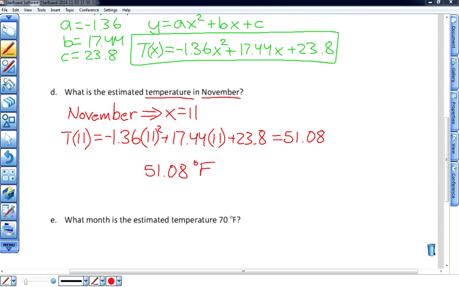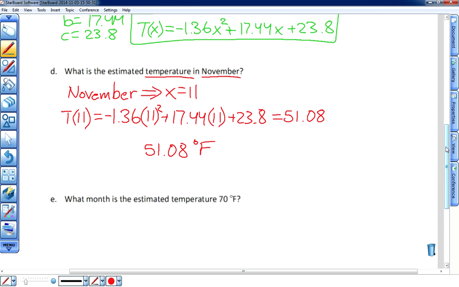The last question that we want to answer is down here in part E. It says, what month is the estimated temperature 70 degrees Fahrenheit? In what month? So in this case, we're being asked for month, and we're being given temperature. So we want to find X, which represents month, and we're given T, which is temperature. So we're going to go ahead and plug 70 in for our T.